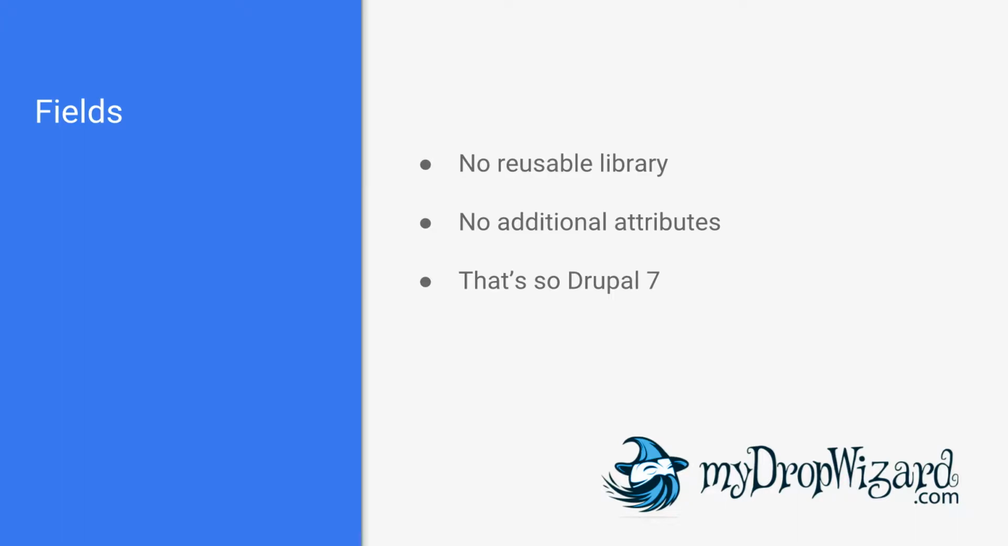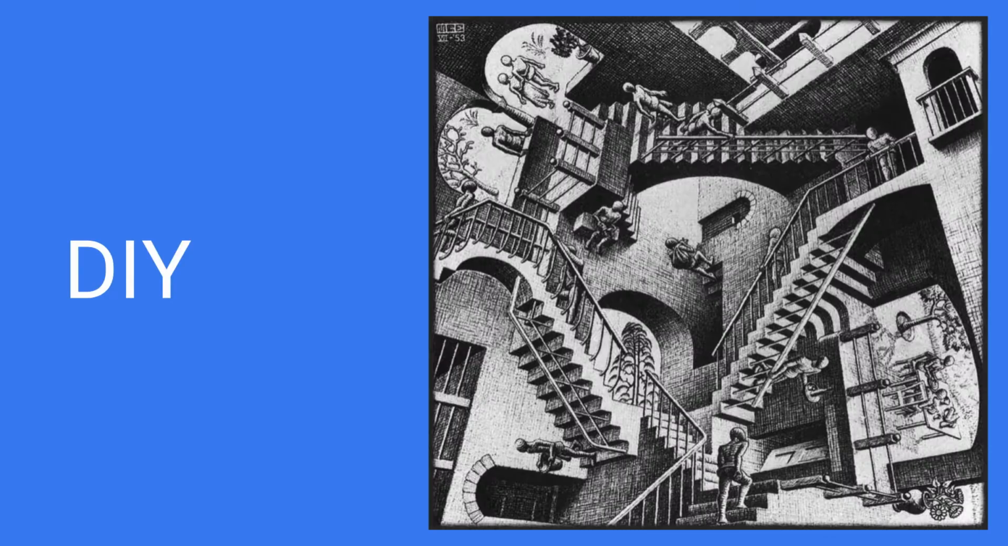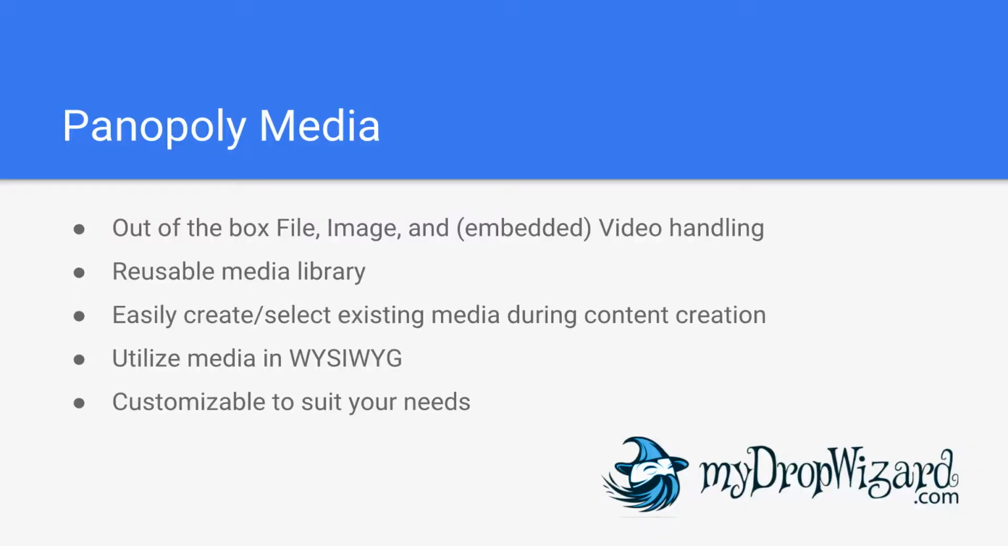Nobody uses Drupal 7 anymore. So another option is to do it yourself, and this is the amazing maze of media in Drupal. Where do we start? And then with Panopoly Media, we're going to give you a starting point. So it's essentially an out-of-the-box working solution for the files and image type media, and then the embedded video like we discussed. We've got this reusable media library.